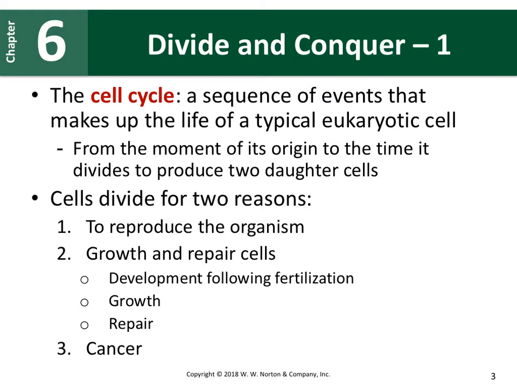Okay, so the cell cycle is a sequence of events that makes up the life of a typical eukaryotic cell. A eukaryotic cell, remember, has a nucleus and organelles like mitochondria, ribosomes, other organelles. Organelles are separate entities within a cell, usually in the cytoplasm.